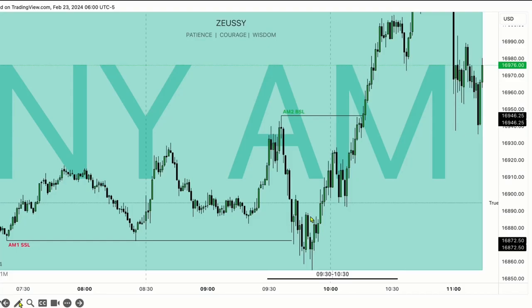What confirmed the change in state of delivery? The moment that price closed above this upclose candle or traded above it, the change in state of delivery was confirmed. Why? Because this is a bullish breaker. We see a low form below that AM1 sell-side liquidity, high, lower low, higher high. We now anticipate this upclose candle to act as support on price moving forward. Notice that price tapped into it here and then never revisited that area again.